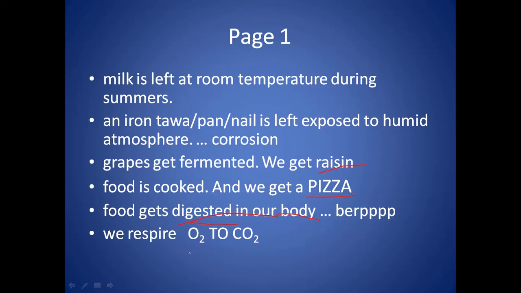Then finally, but not least, from the time we are born until we die, there is always a reaction happening in the body, where oxygen is converted into carbon dioxide and we give that out. How that happens is also one kind of chemical reaction. So there is pizza, so keep that in mind, and raisins also. Some interesting parts in this book as I can find.